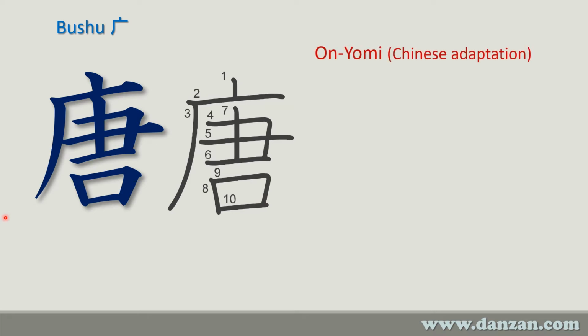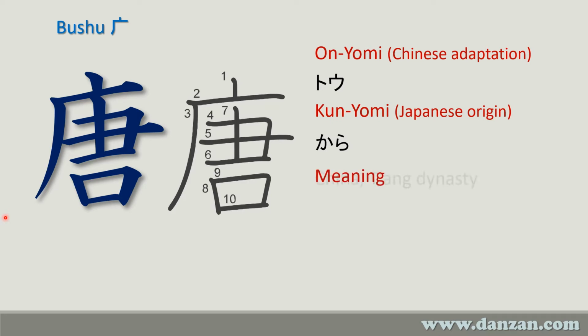Okay, how do we say this? The Chinese version of this would be to, to. And the Japanese version of this would be kara, kara. Okay, what does this mean? Well, this means China, or specifically the Tang Dynasty. You might see it written as Tan or Tang, but in Japanese the Chinese derivation would be To.